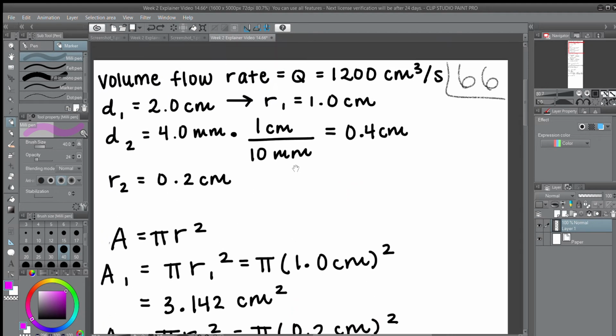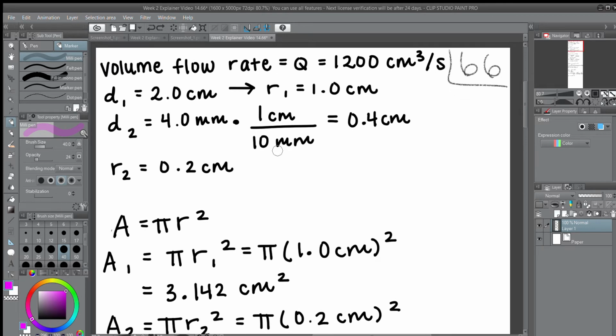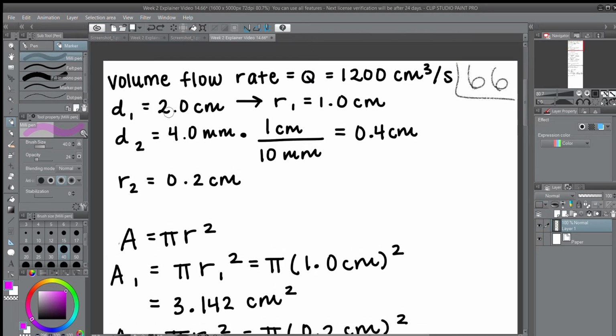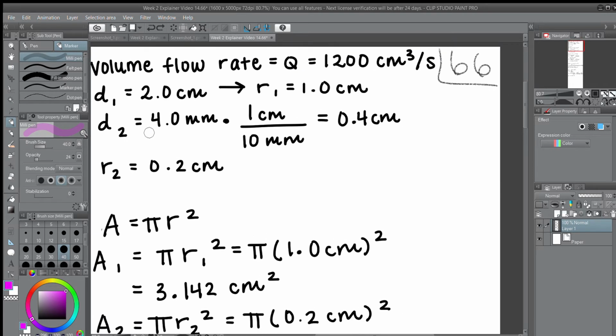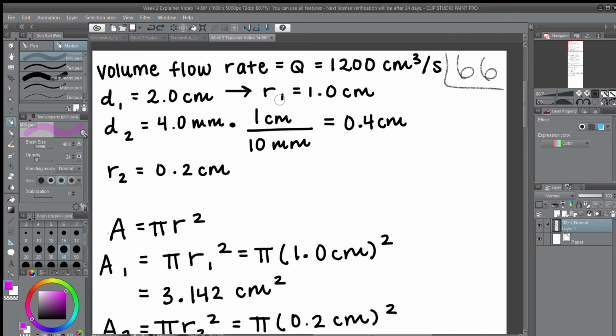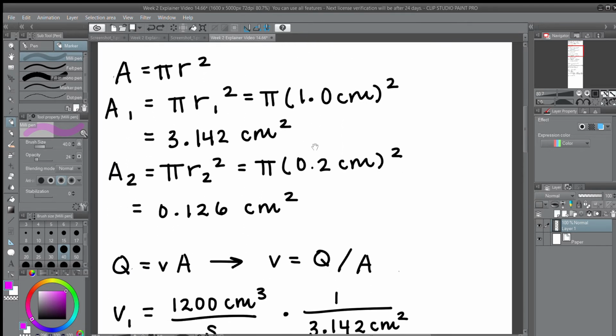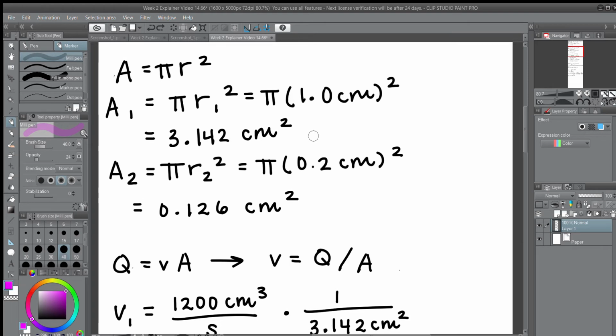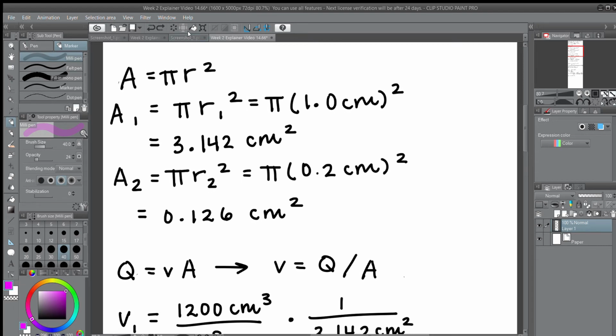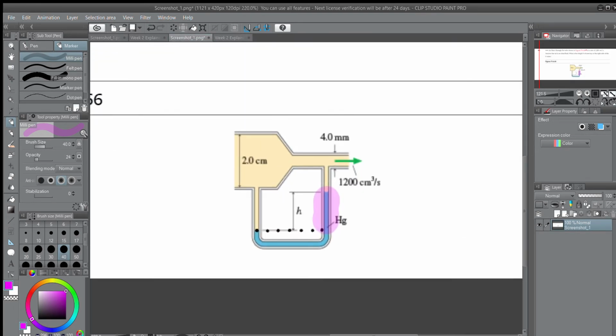Right off the bat, we are given a volume flow rate of 1200 centimeters cubed per second, which equals Q, and two diameters, one on the left side being 2.0 centimeters and one on the right side being 4.0 millimeters. I converted those into radius in units of centimeters because next I wanted to find the areas. So the area on the left-hand side of the system was 3.142 centimeters squared, and on the right-hand side was 0.126 centimeters squared.